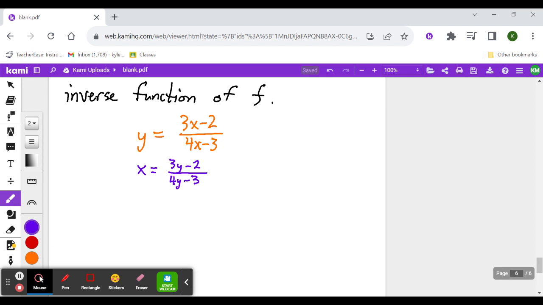All right, solving this for y, you might use something like cross multiplying. If I were to cross multiply, on one side I would have 3y minus 2, and on the other side that would be 4xy minus 3x when you distribute the x onto both of those.